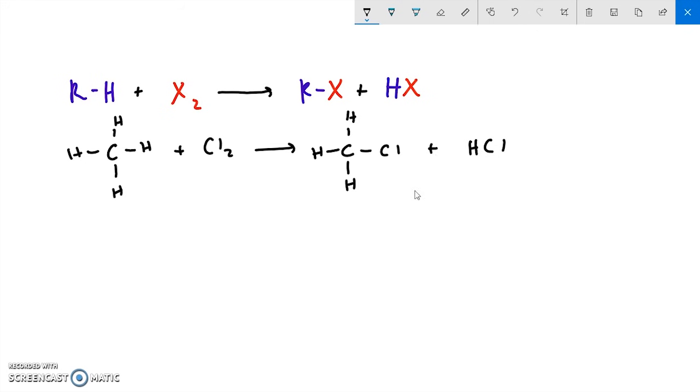The process will continue if we add another more chlorine molecules. For instance, if we add more chlorine, what will happen is the structure will become like this: C, H, H. This is the initial chlorine, and this is the new chlorine that has been inserted with the side product of HCl. This process will always continue until there is no more hydrogen to be replaced.